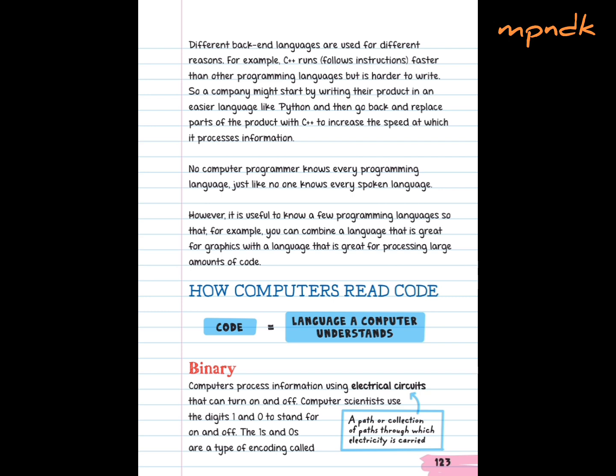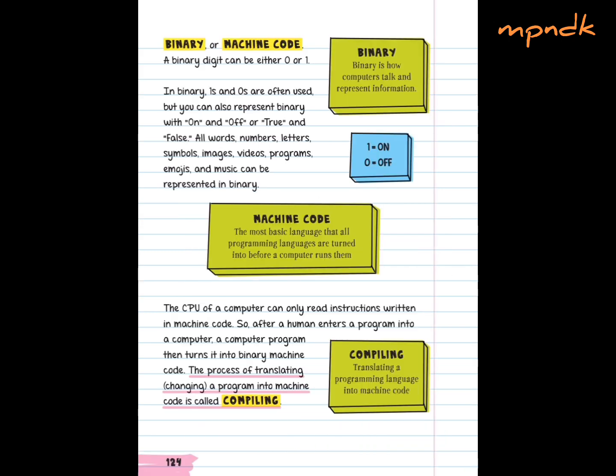How computers read code? Code equals language a computer understands. Binary. Computers process information using electrical circuits, which is a part or collection of parts through which electricity is carried that can turn on and off. Computer scientists use the digits 1 and 0 to stand for on and off. The ones and zeros are a type of encoding called binary or machine code.